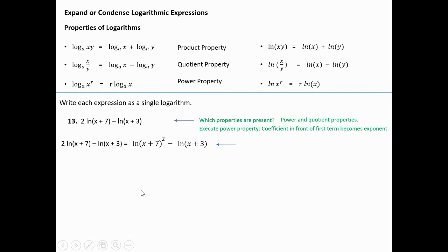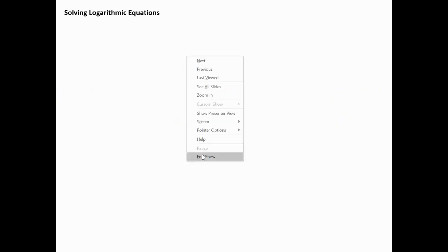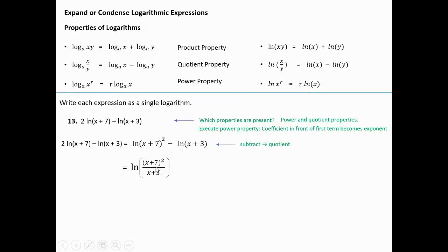Now we apply the quotient rule. We write subtract because it's a quotient. So we're going to write it as a single log. So this is my numerator and this is my denominator. And we're done. That's the answer, guys. Let me go back. So this is the solution, guys. Okay. Are you guys okay? Can I move on? Yes, sir. There's no questions. Okay, thank you, Patricia.